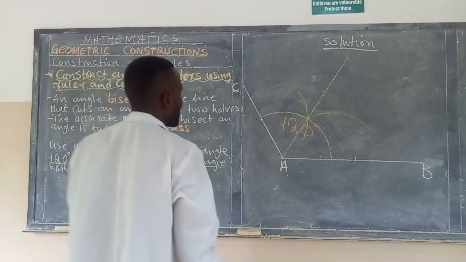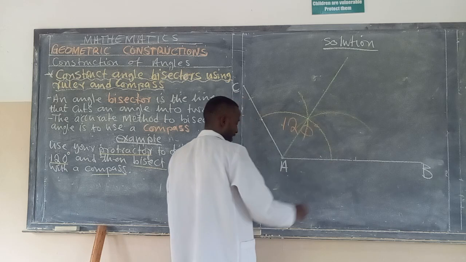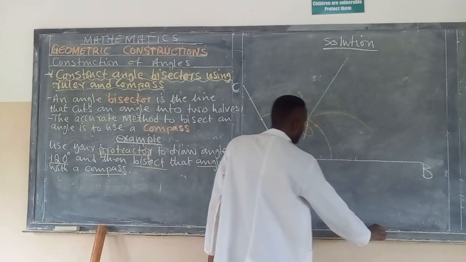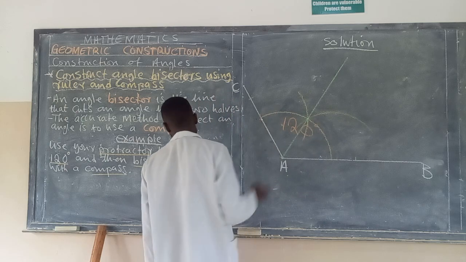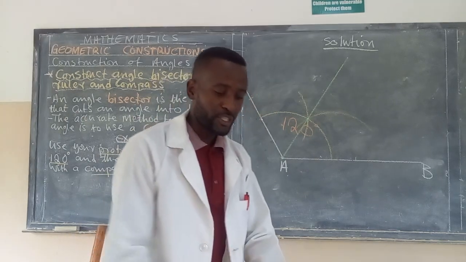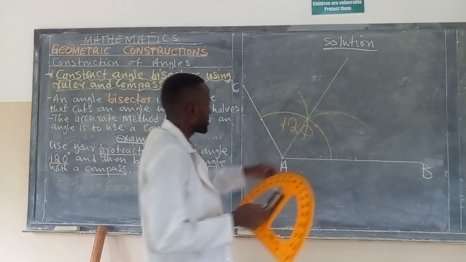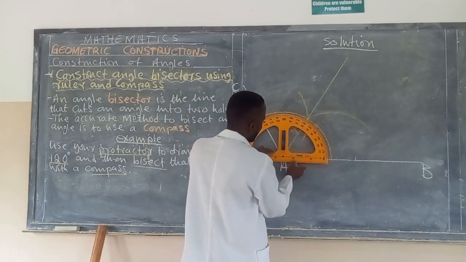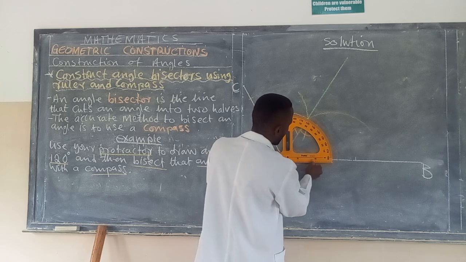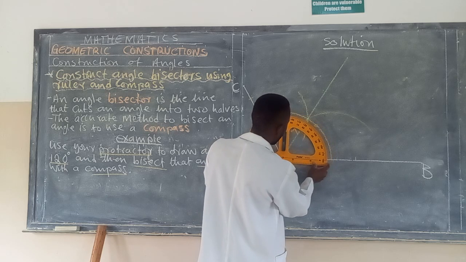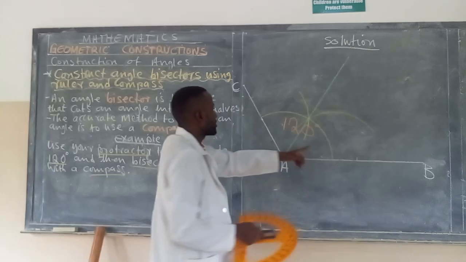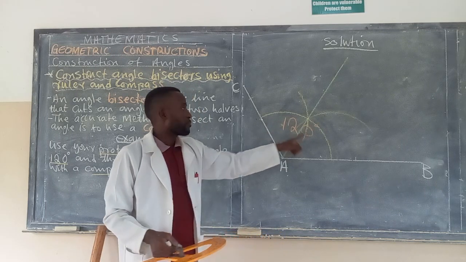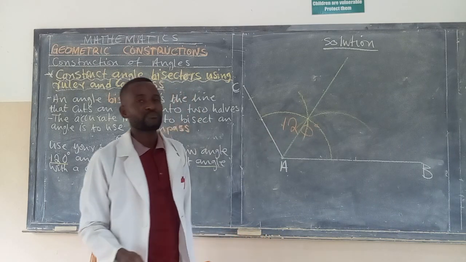Once you do this, this distance from here to there is equal to this distance. So if you want to prove it, you can use your protractor again and just measure this angle. Put your protractor there. You are going to discover that this is 60 degrees. So this is 60 and this is 60. 60 plus 60, we have 120 degrees.